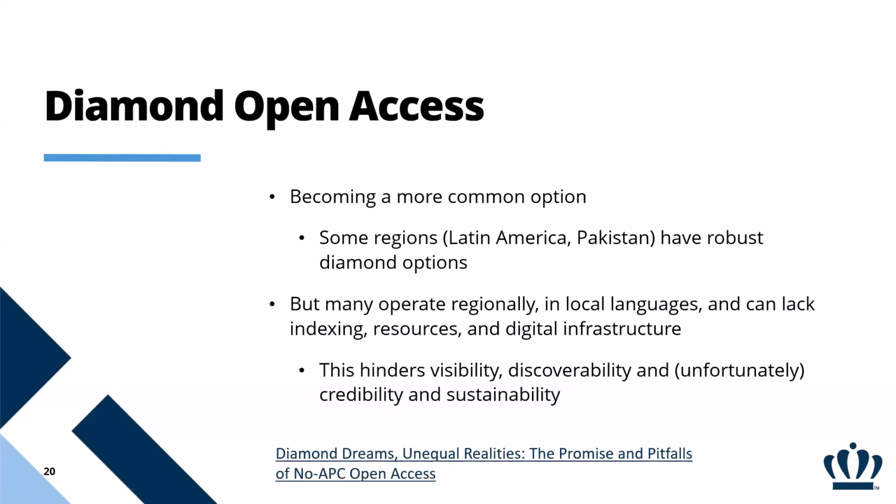They are becoming a more common option, and some regions do have more robust Diamond open access options, but a lot of these operate regionally in local languages. They can lack indexing resources and digital infrastructure. And this unfortunately hinders visibility, discoverability, and in some cases, the credibility and sustainability of these types of journals. So there are many ongoing conversations in the scholarly community about how to make this form of open access more sustainable and enduring for the long term.